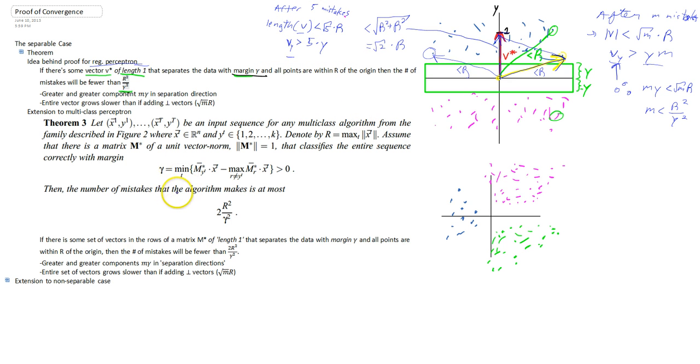All right, so first of all, I want to go a bit through the notation. So training set. Okay, so here, instead of a vector v star, we're assuming that there's a matrix M star of unit norm. So first of all, I want to talk about what these matrices are.